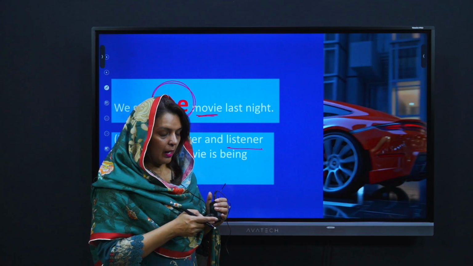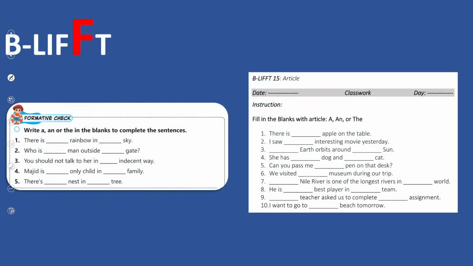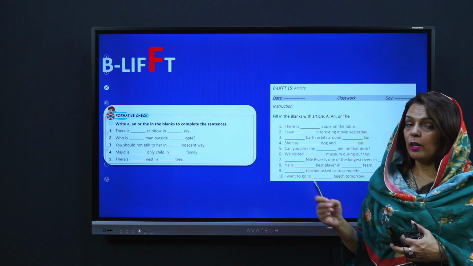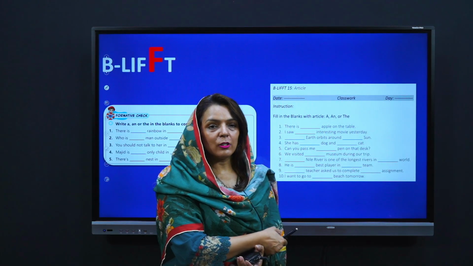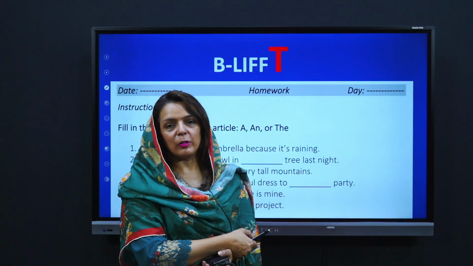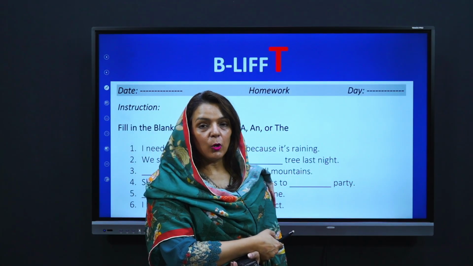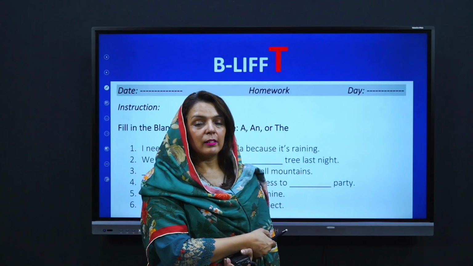Got it? Now, to check your understanding, we have designed 2 formative checks. One is there in your book and the other one is there in your practice book, which you can solve with the help of your teacher and go home and do the rest of the homework with the help of your parents. I hope you have revised and learned something new today.